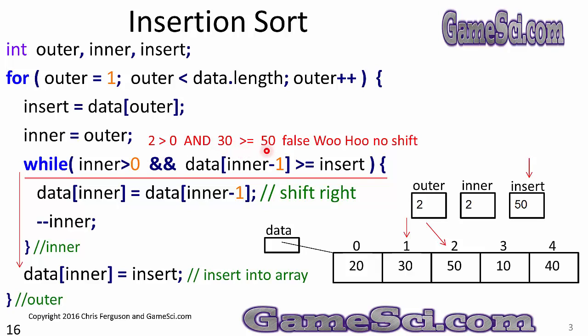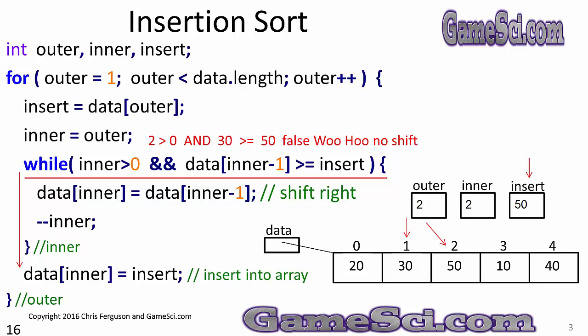And 30 greater than 50, that is a false statement. 30 greater than 50, this second half of the and is a false statement. That's a good thing. Woohoo! That means we don't have to shift. If the number next to 50 is not larger than 50, there's no shifting needed.